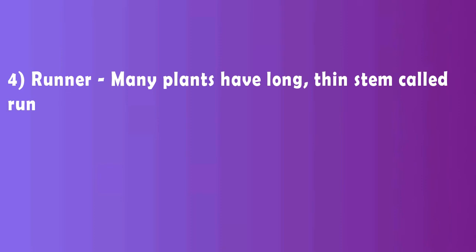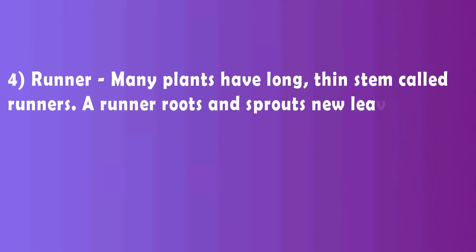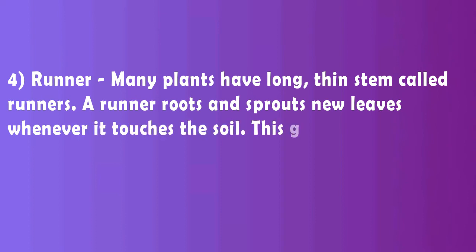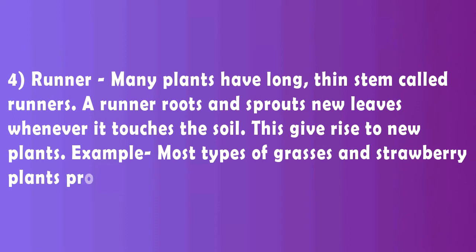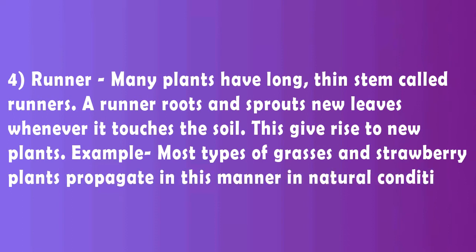Runner. Many plants have long thin stems called runners. A runner's nodes root and sprout new leaves wherever it touches the soil. This gives rise to new plants. Example: most types of grasses and strawberry plants propagate in this manner in natural conditions.